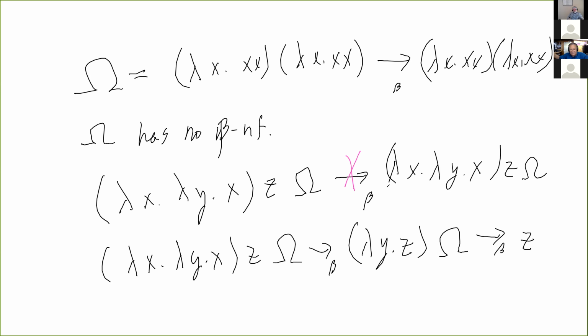And this ability to steer the reduction path back to the normal form is always possible if there is a normal form. We're going to talk about that.